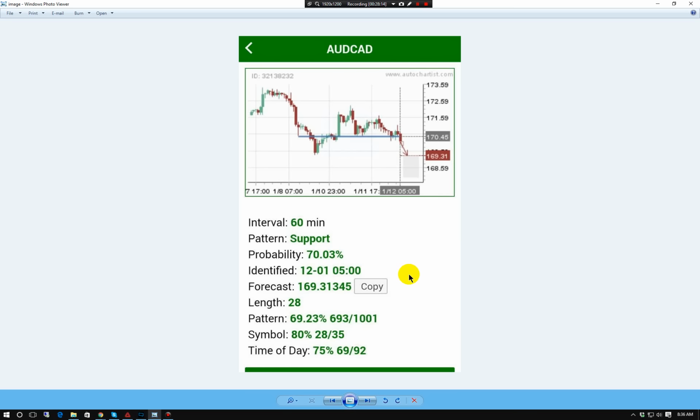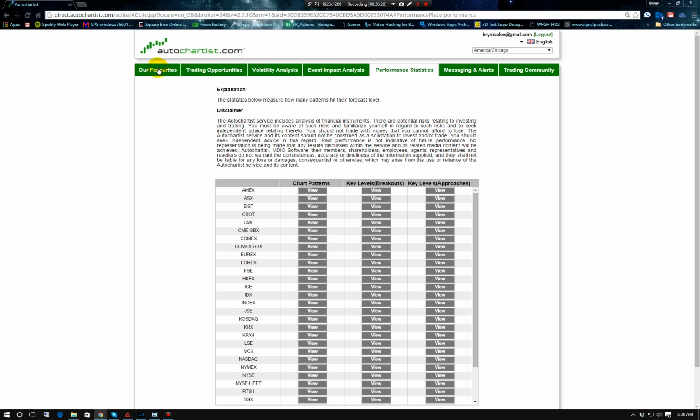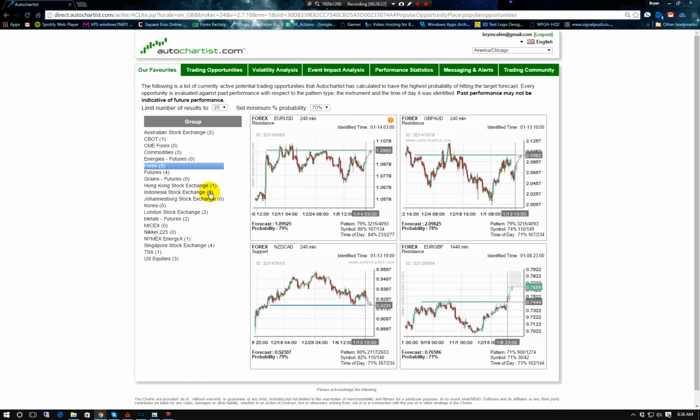The problem is the mobile alerts only come from their favorites page, and let me show you where. So there's not a lot of them, but there's enough of them probably to deal with.